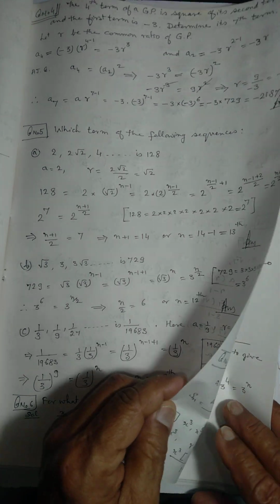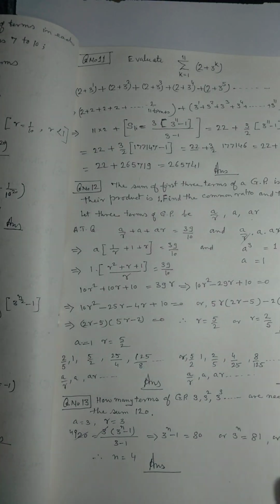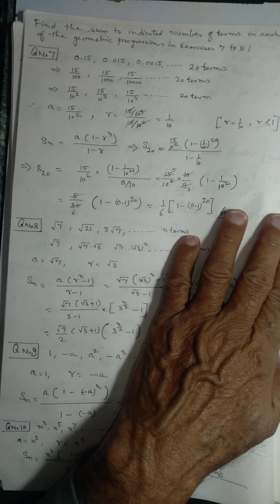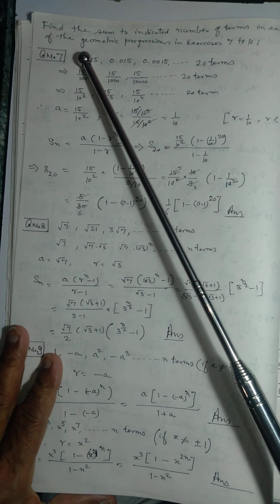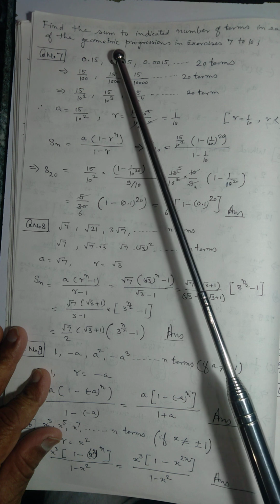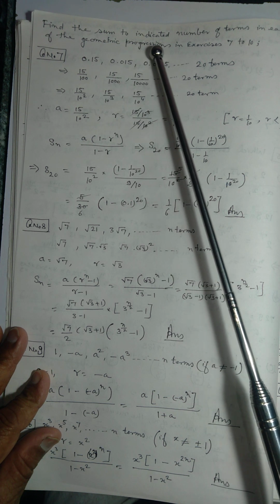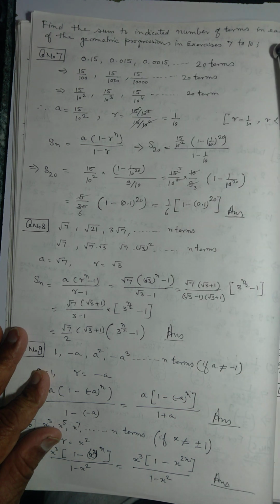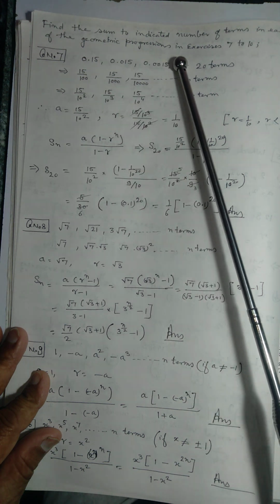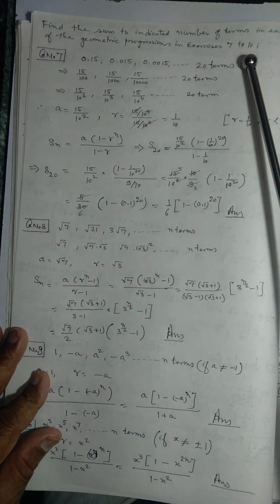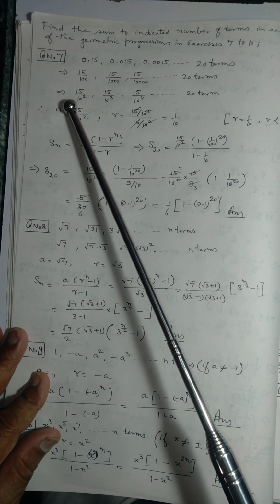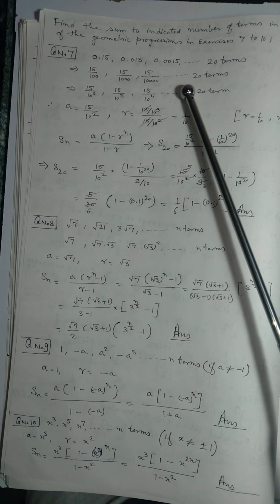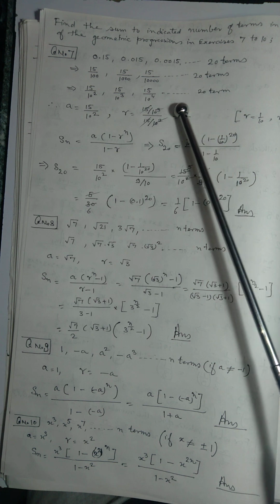Now proceed further. Question number, first of all, you see the instruction is given. Find the sum to the indicated number of terms in each of the geometric progression in exercise 7 to 10. क्वेश्चन नंबर 7 से लेकर 10 तक हमारे को सम करके दिखाना है कि 20th टर्म का सम कितना होगा.